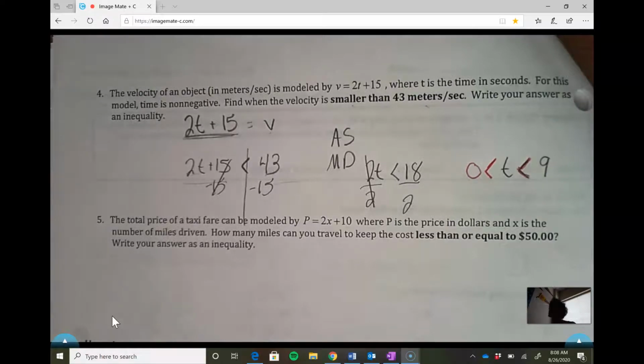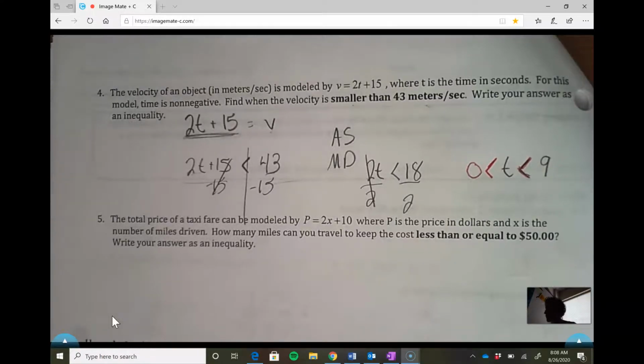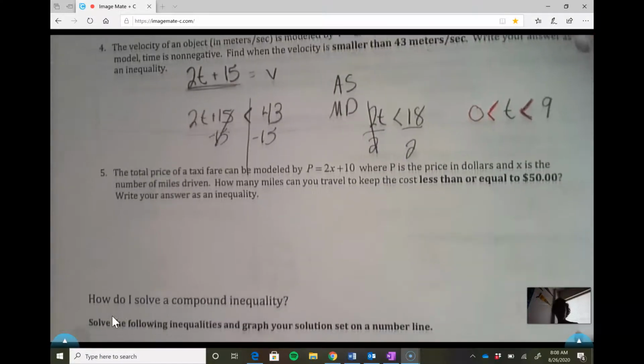All right, let's go through this. Heads up, we're going to hear the bell ring on this one. So just let you know.